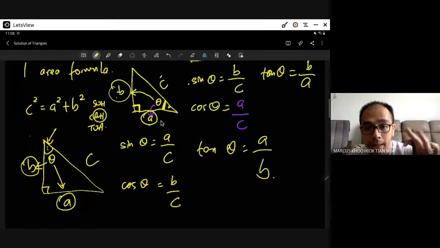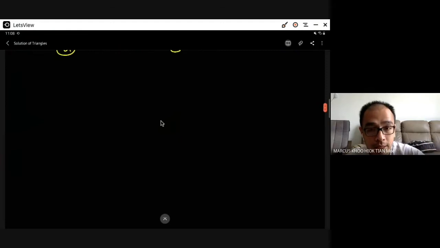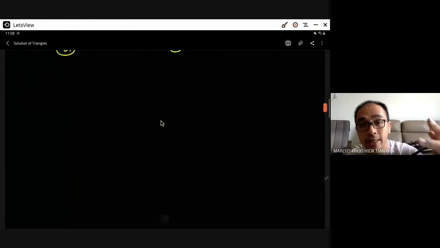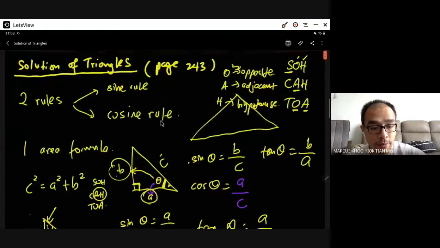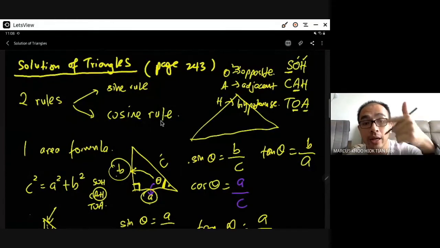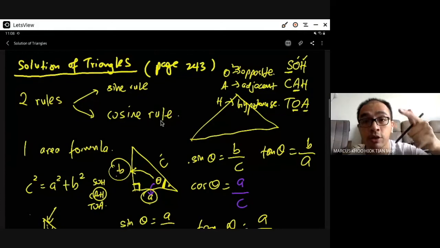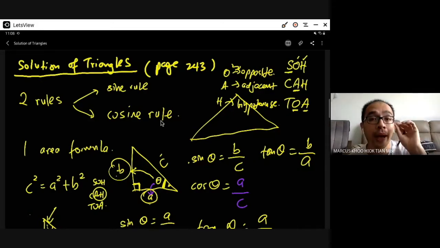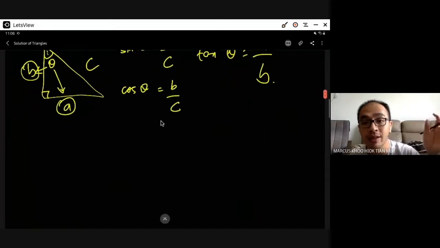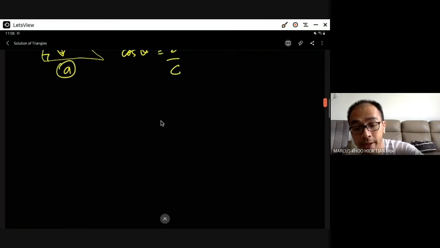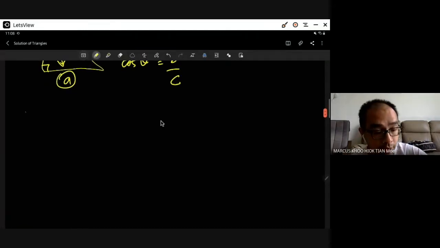But in this chapter, as I said just now, we're going to see two rules, the sine rule and the cos rule. We're going to learn how to use these two rules to find values in a triangle that is not 90 degrees. This is the most important thing. The angle is no longer 90 degrees. It's like this weird shaped triangle. So I'm going to start with the sine rule.